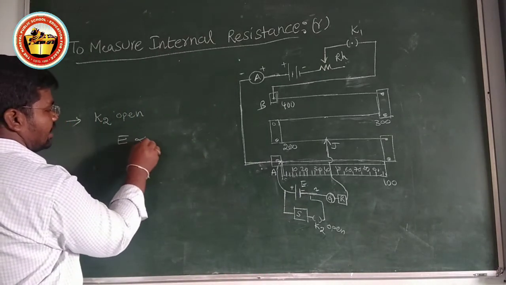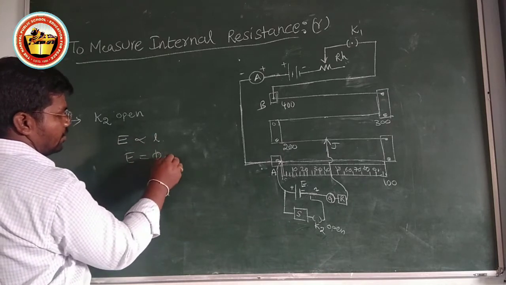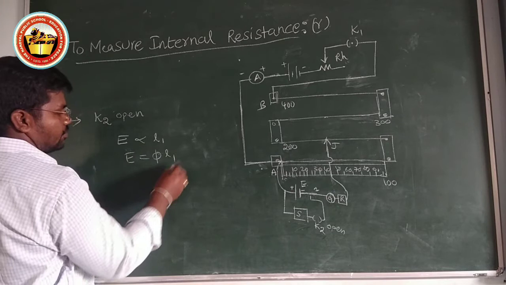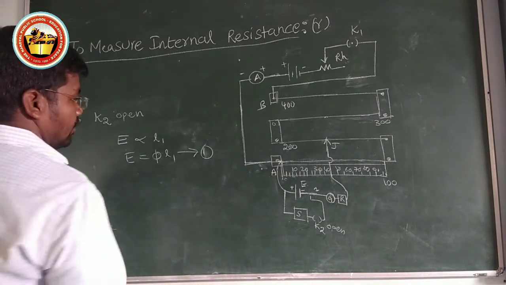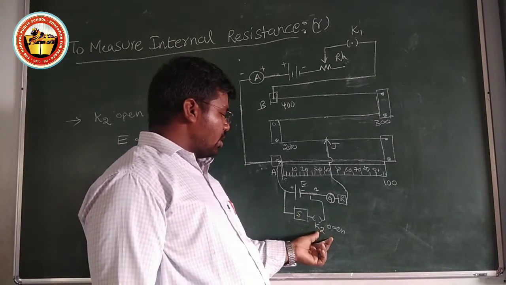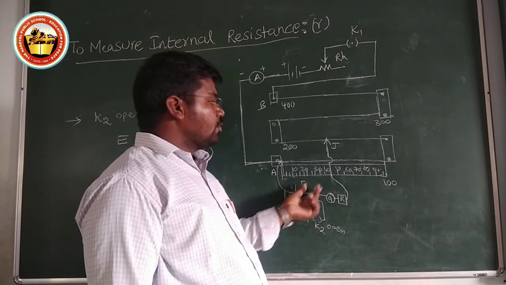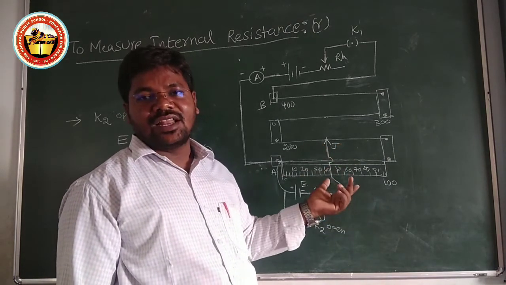E is directly proportional to L. E is equal to 5 into L1. Okay, this is equation 1. First we open key K2 and the current passes through E1. We can get the null point at a particular length. That particular length is called L1.